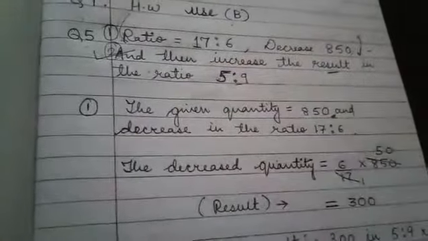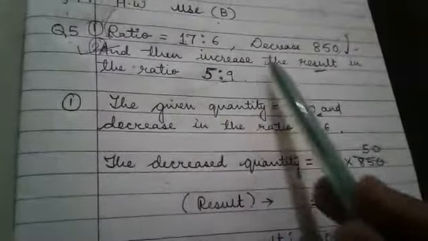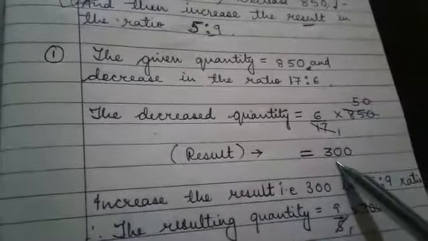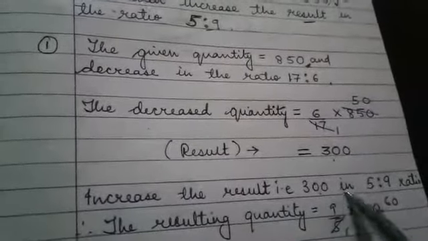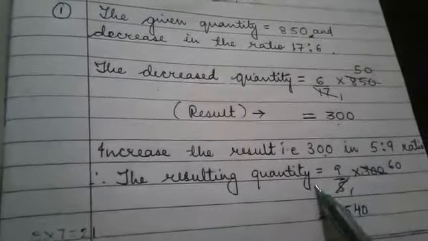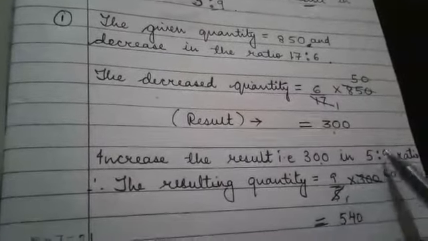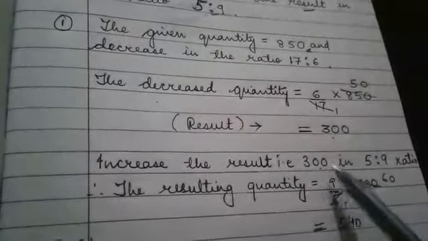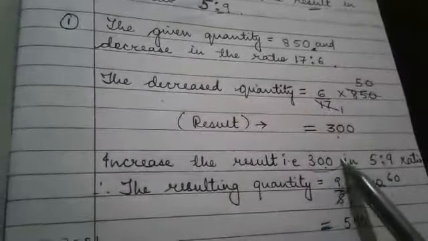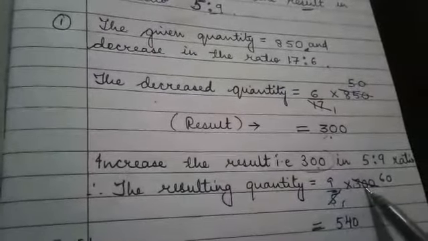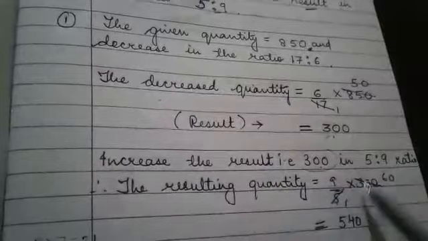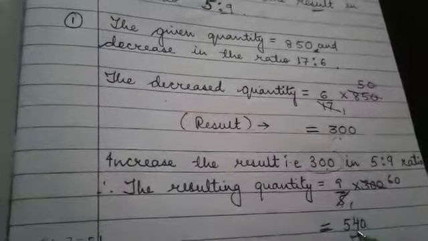Okay. Now the second part starts. This is the second part. And then increase the result. Now here, since it is given, then increase the result. What is the result, children? Result is 300. So then increase the result 300 in 5:9 ratio. So apply the increase formula. The increasing quantity is equal to B by A multiplied by the given quantity. This given quantity is the new result, multiplied by 300. That is 5 6 60s are 6 9s are 54. So this 0 0. Okay.